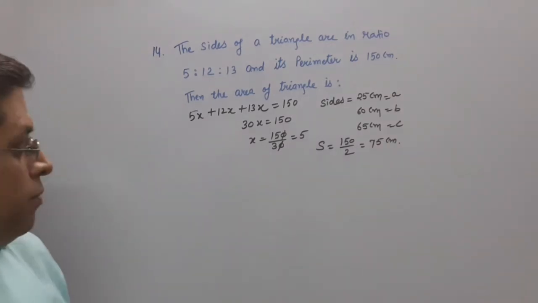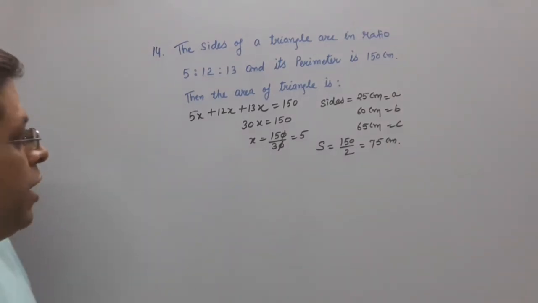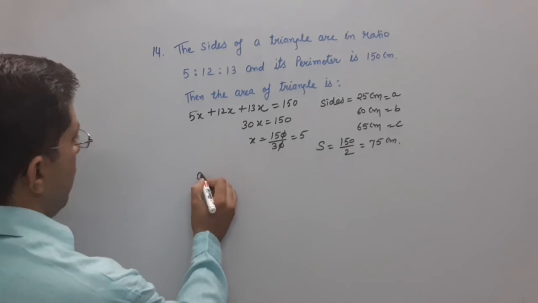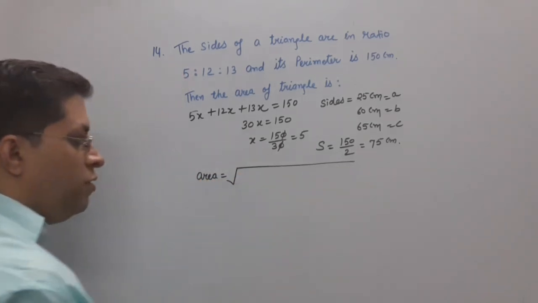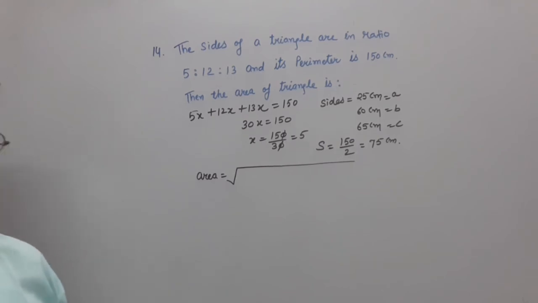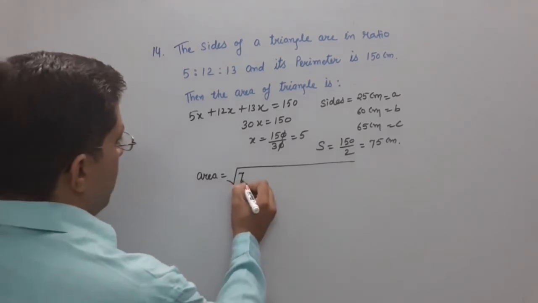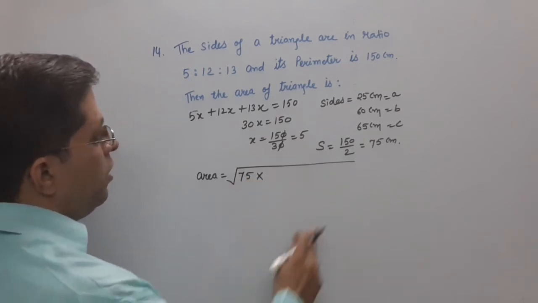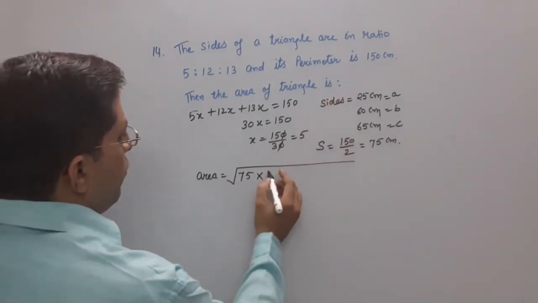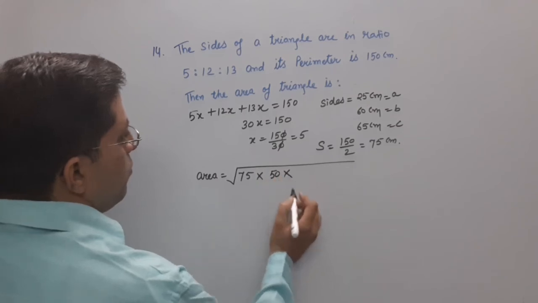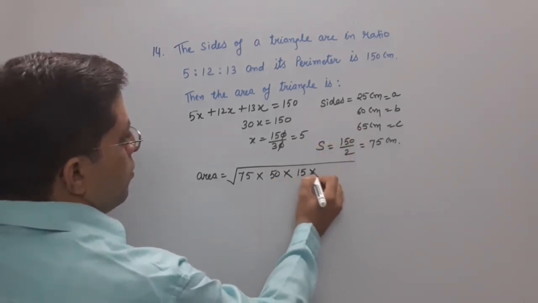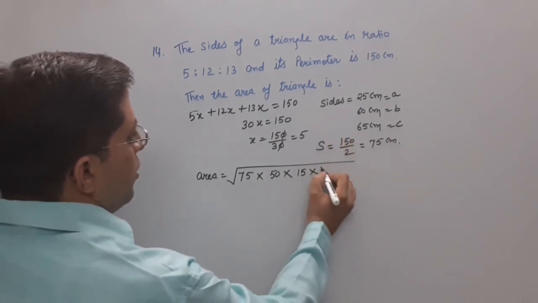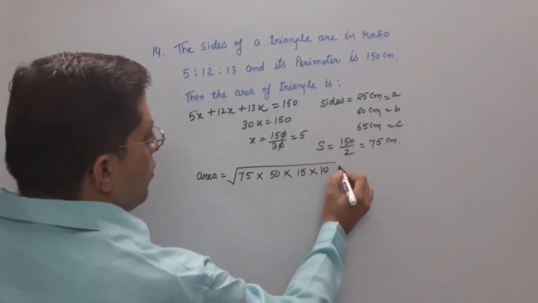Now see, we have to find the area of the triangle. What is the area of a triangle? That is under root s into s minus a, s minus b and s minus c. s is given to you, 75. Then 75 minus 25, that is 50. 75 minus 60, that is 15. 75 minus 65, that is 10. Okay, it is very clear.